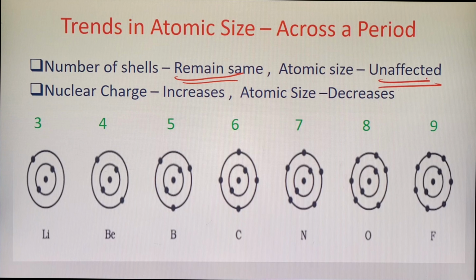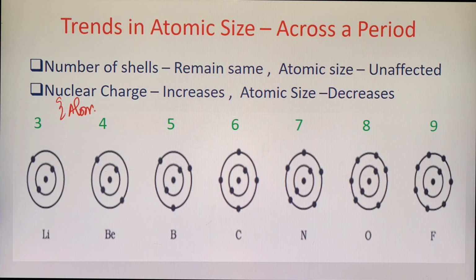So what is point number 1 you have to remember? As the number of shells is the same in a period, there will be no change in the atomic size. So just from the number of shells, we are not able to decide what the atomic size will be, because the number of shells, which is one of the factors, is remaining the same. So atomic size will remain unaffected. So we go on to the next factor. What's the next factor? Nuclear charge.